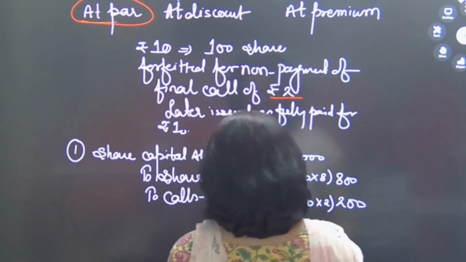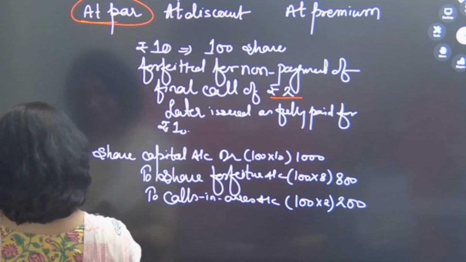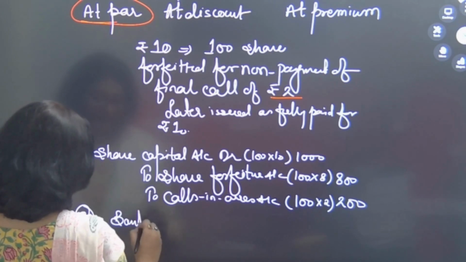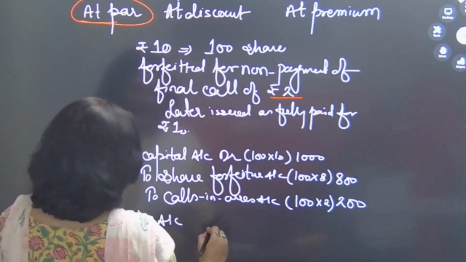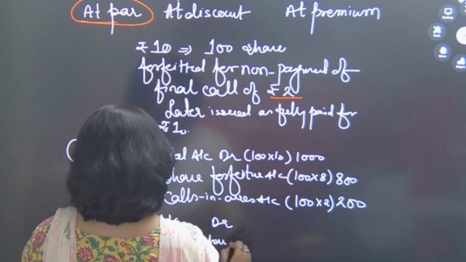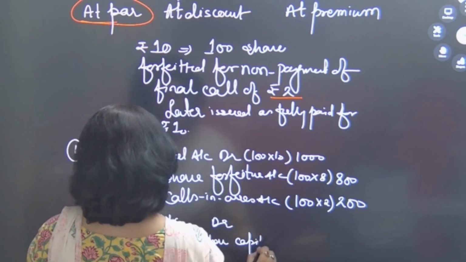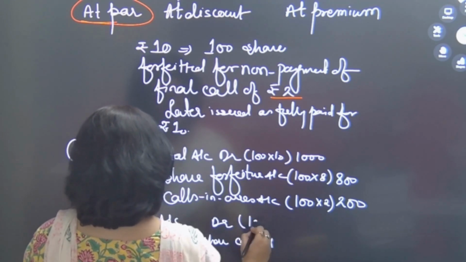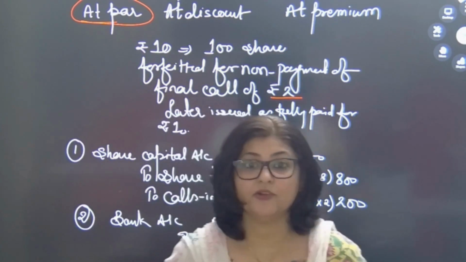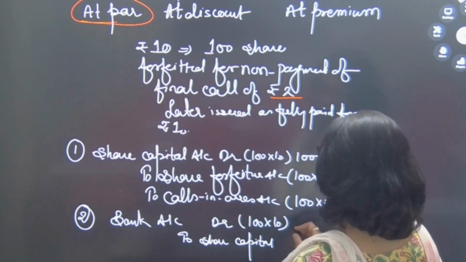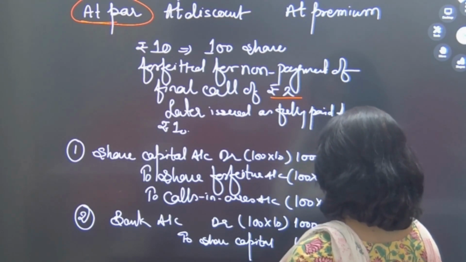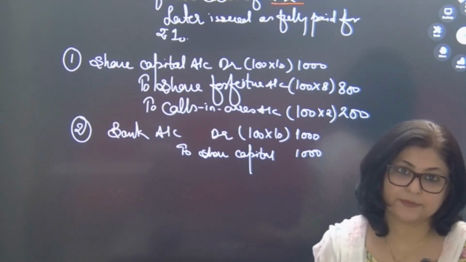Now, the second entry is going to be of reissue. When we reissue, obviously the money comes, so we will write bank account debit, and the next entry is share capital. This time we issued 100 shares, and all these 100 shares were issued as fully paid. Fully paid means the face value of 10 rupees. So 100 shares at rupees 10 per share, 1000 rupees has come. Till here it is very simple, very easy.